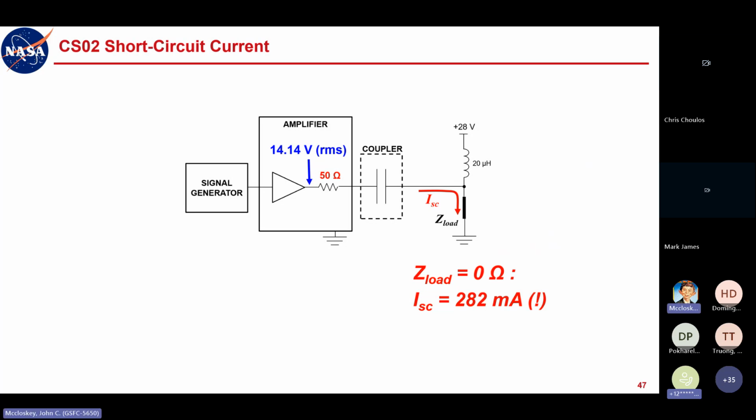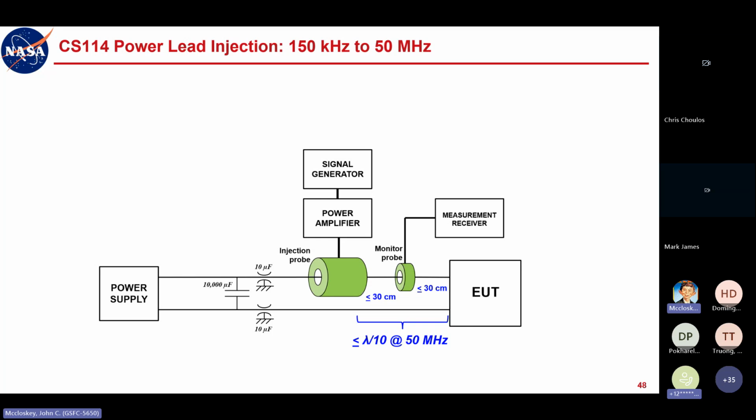But if you've got a choice in the matter, please don't use CS02. Use CS114. We can use that for power lead injection, right? As we've just gone through here, we can inject a potential on a power lead just as well as we can inject it onto a bulk cable for common mode.